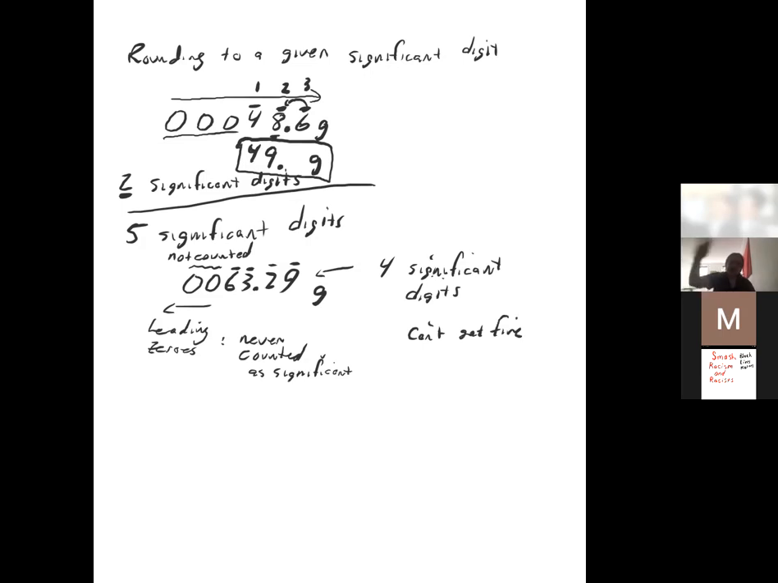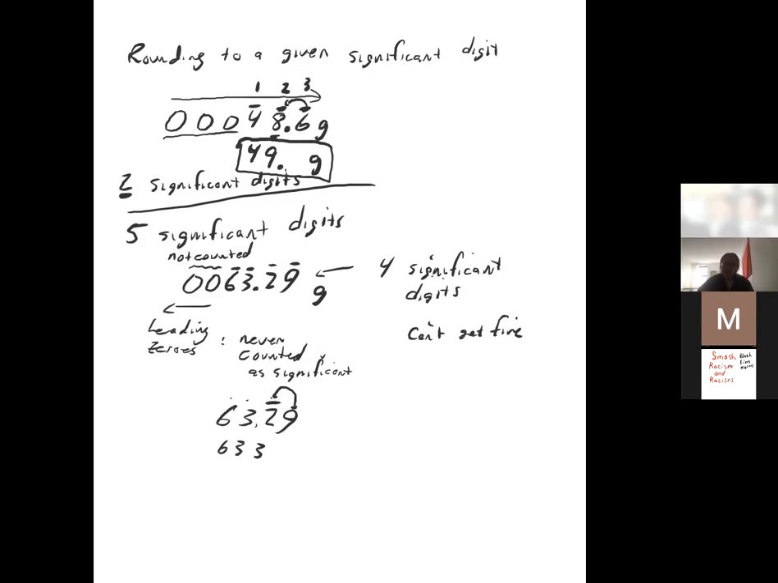You can always round down to fewer, right? So if I said I want this to have 3, you would just say 63.29. There's our 3rd one right there. 1, 2, 3. This one's 5 or greater, so you round up and you get 63.3.